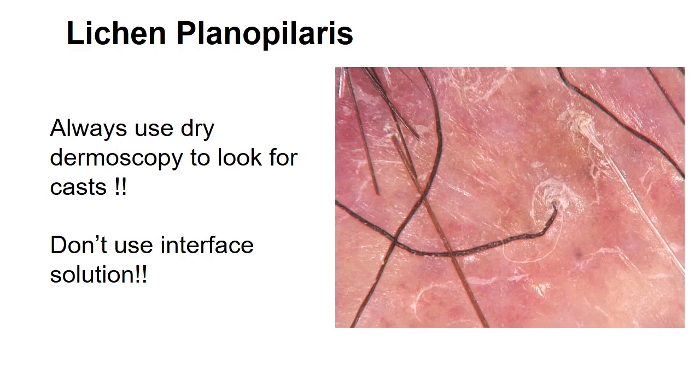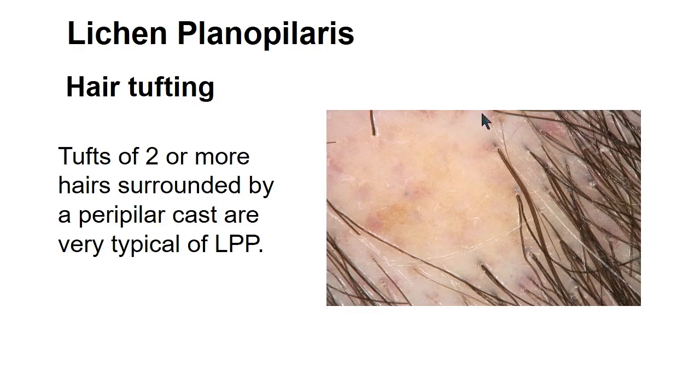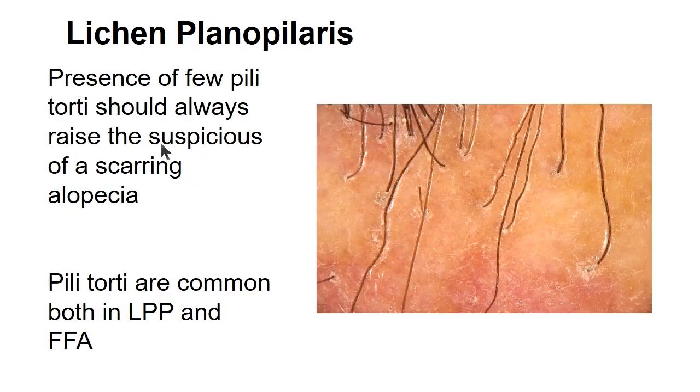So I already said, you always use dry dermoscopy to look for the casts, otherwise they disappear with the interface solution. And here you see very well the tufting. You have 2 hairs that emerge together surrounded by a cast. This is very, very suspicious for lichen planopilaris. And you see the pili torti that Alessandra already showed you, and they are very, very common. When you see pili torti, you have to think of possible scarring alopecia.